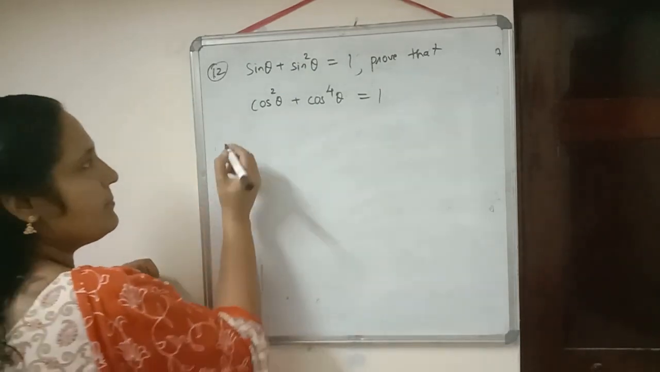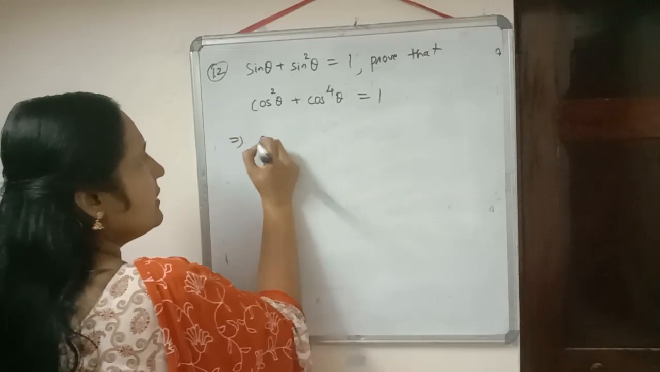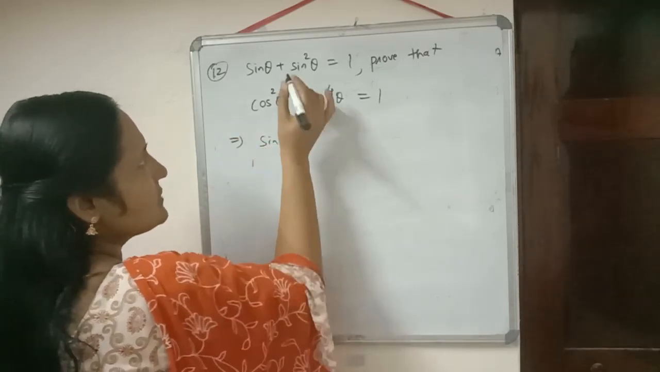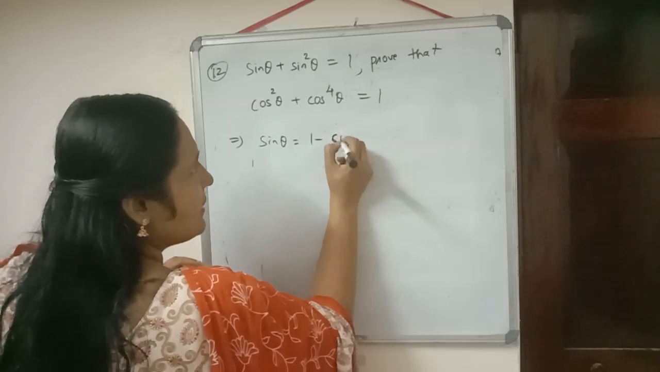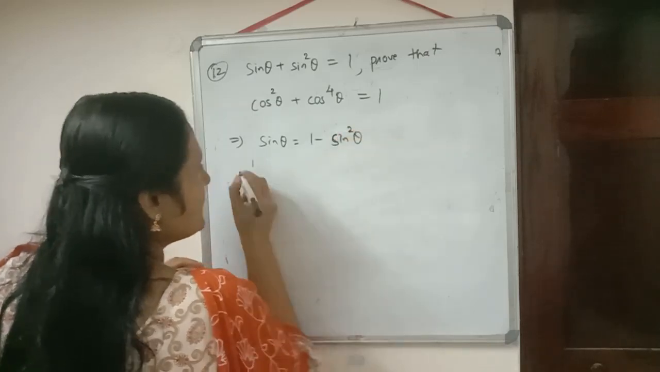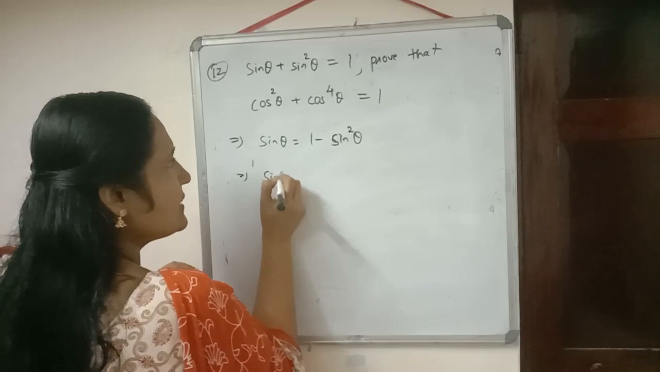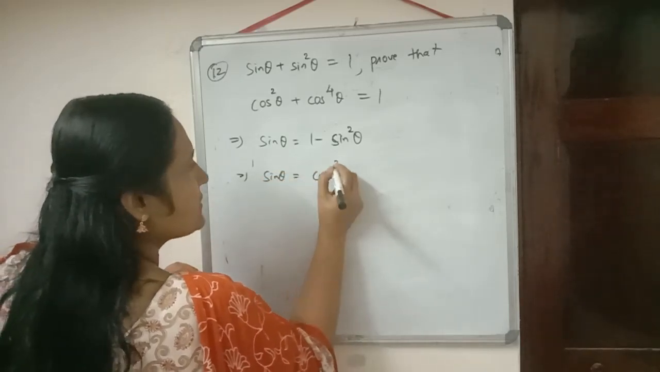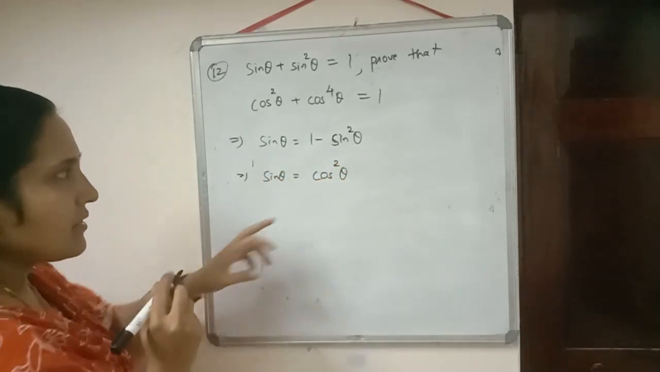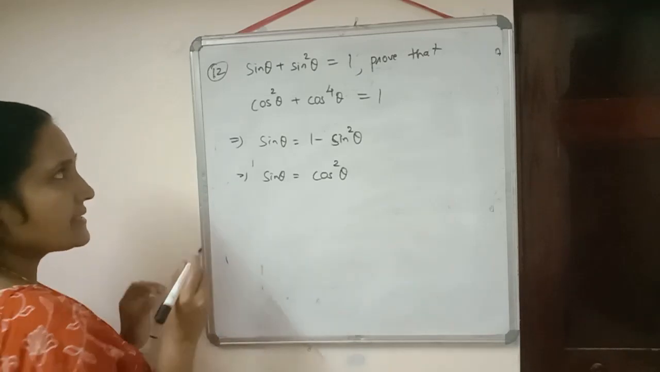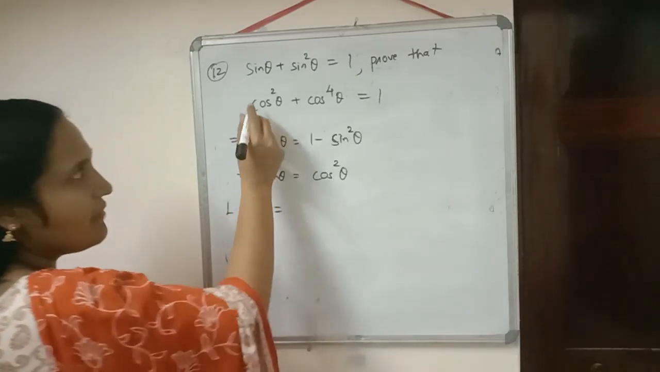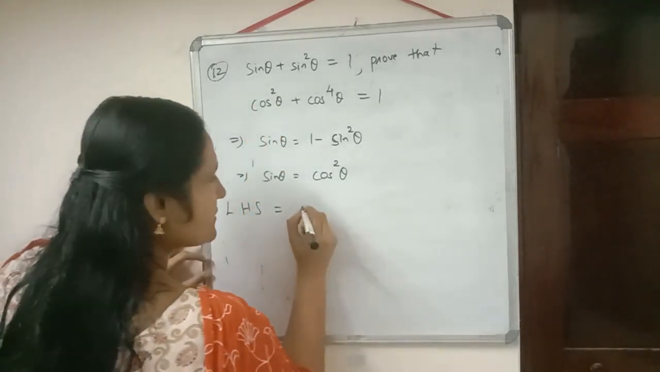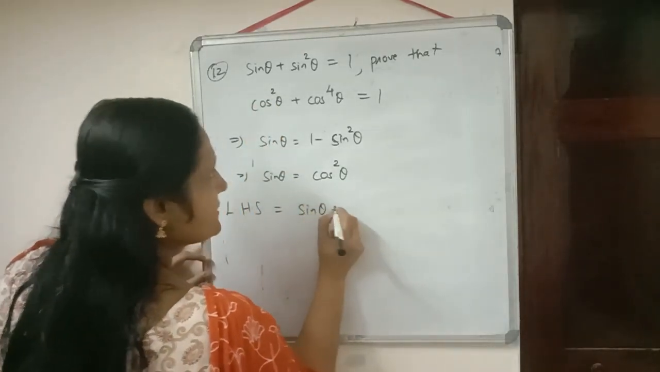So we can just simplify what is given here. Sin theta equal to, sin square theta we can shift to right hand side, then it will come 1 minus sin square theta. What is 1 minus sin square theta? Correct. Cos square theta. So cos square theta can be written as sin theta. Now we will write down left hand side. What we have? Cos square theta, so cos square theta can be written as sin theta.